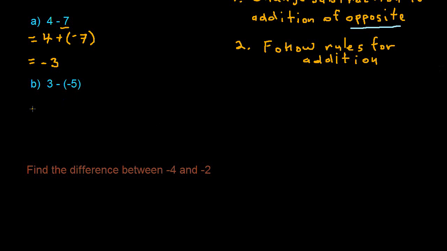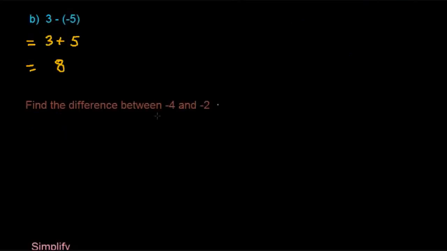Okay, let's do another problem. This problem we want to change to addition. So 3 plus, and the opposite of -5 is 5. 3 plus 5 is 8. The signs are the same, and so we just add and we get 8.